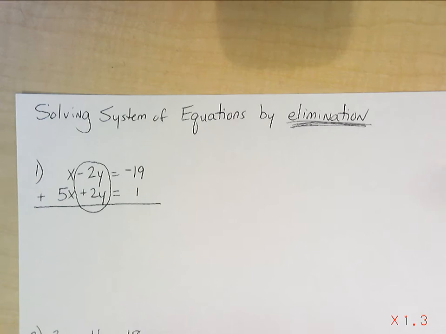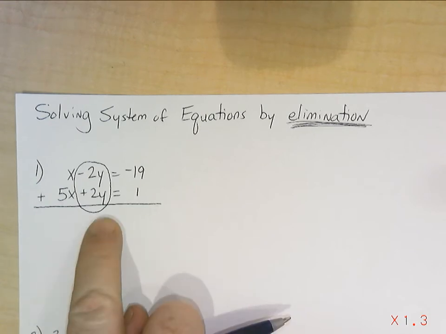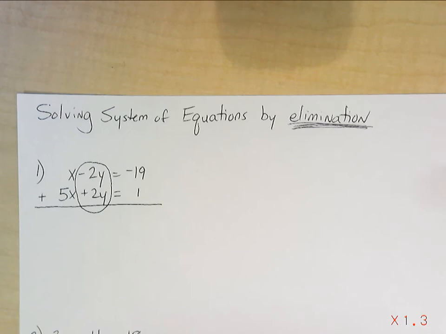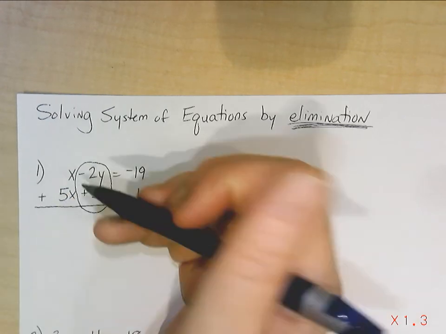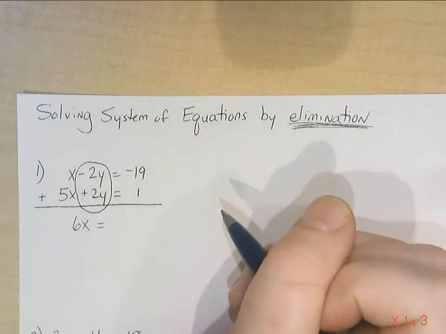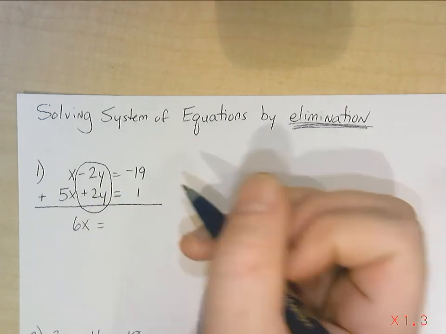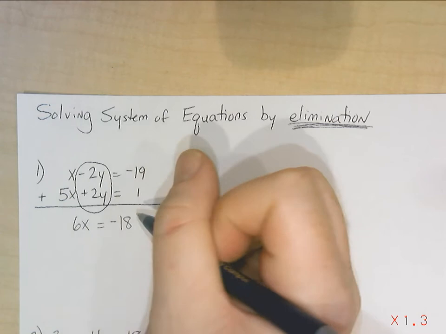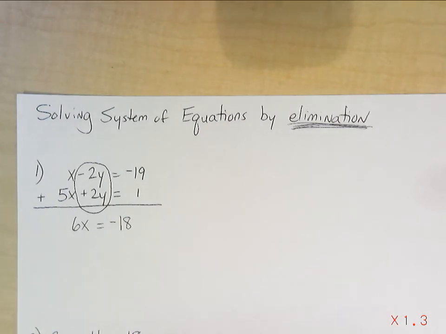And that's the goal. The goal is to eliminate one of the variables so that in this case we could solve for the x. So what is x plus 5x? Well, that's 6x. And that's negative 19 plus 1. Well, that's negative 18. Now all you have here is a one-step equation.